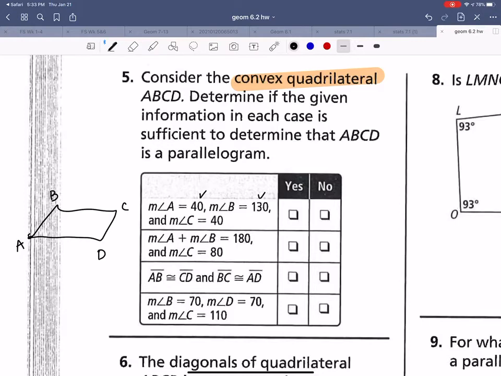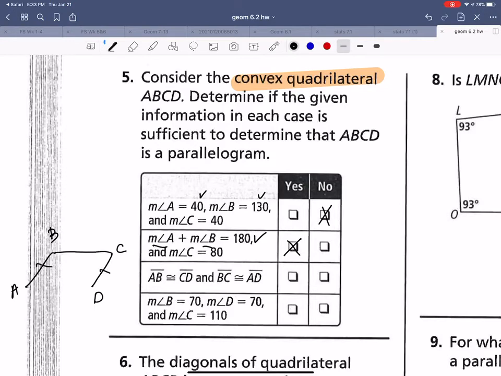B is 130. Well, oh, yeah, that's an automatic no because we said consecutive have to add up to 180, and those add up to 70. Next one, A and B add up to 180. We agree with that. And C, could C be 80? And so that would be, if C is 80, this is 80, and this would be 100, that's 100. So that would be true. That could be happening. What about, would this be a parallelogram if we said AB is equal to CD, okay, opposite sides, and BC is equal to AD? Oh, yeah.